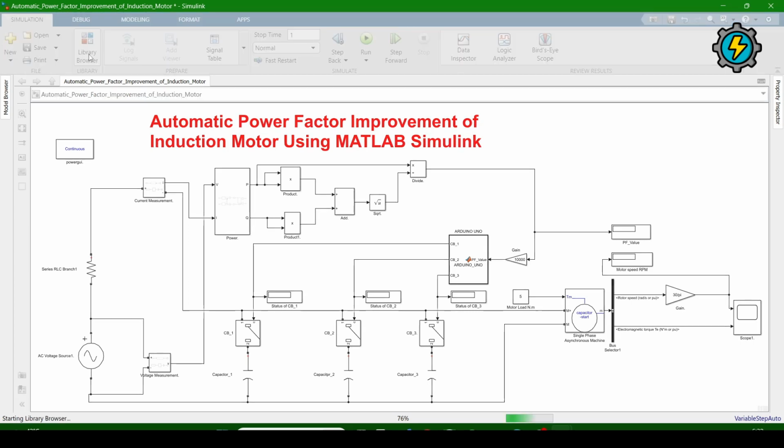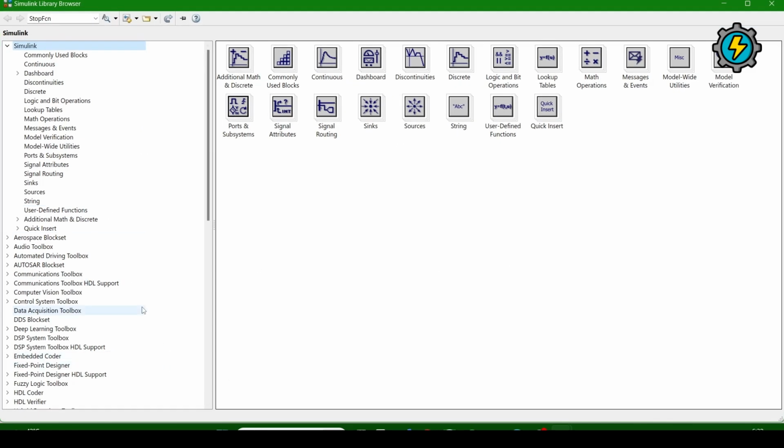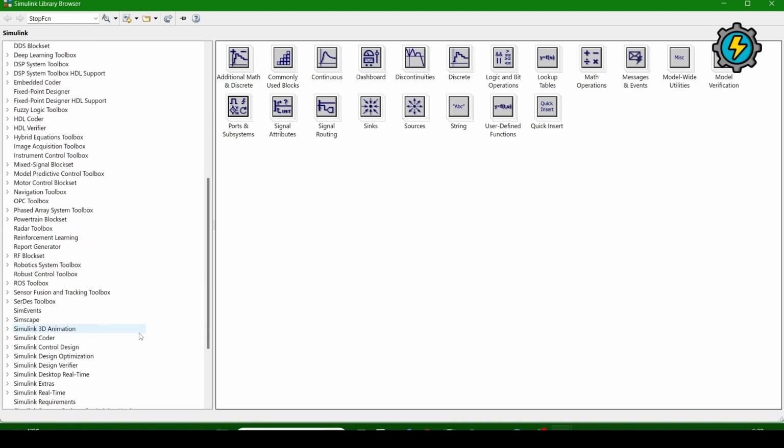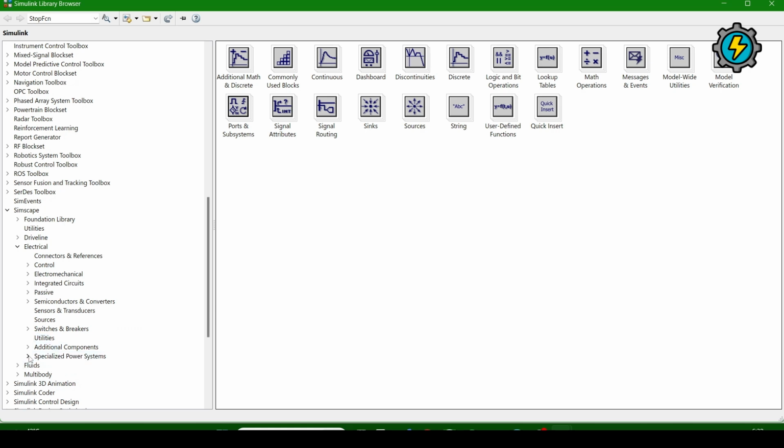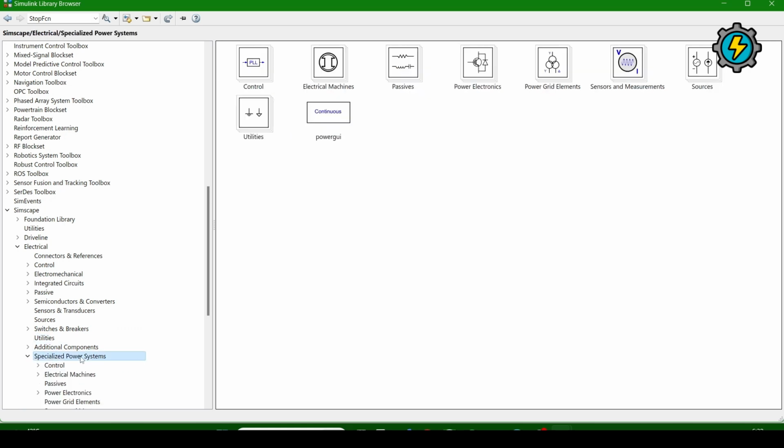When you click on this, it will open the library browser. Then you go to Simscape, then go to Electrical, and then go to Specialized Power Systems. Then you will have this powergui, and the powergui block will be used with all these components in the electrical machines and these other components.